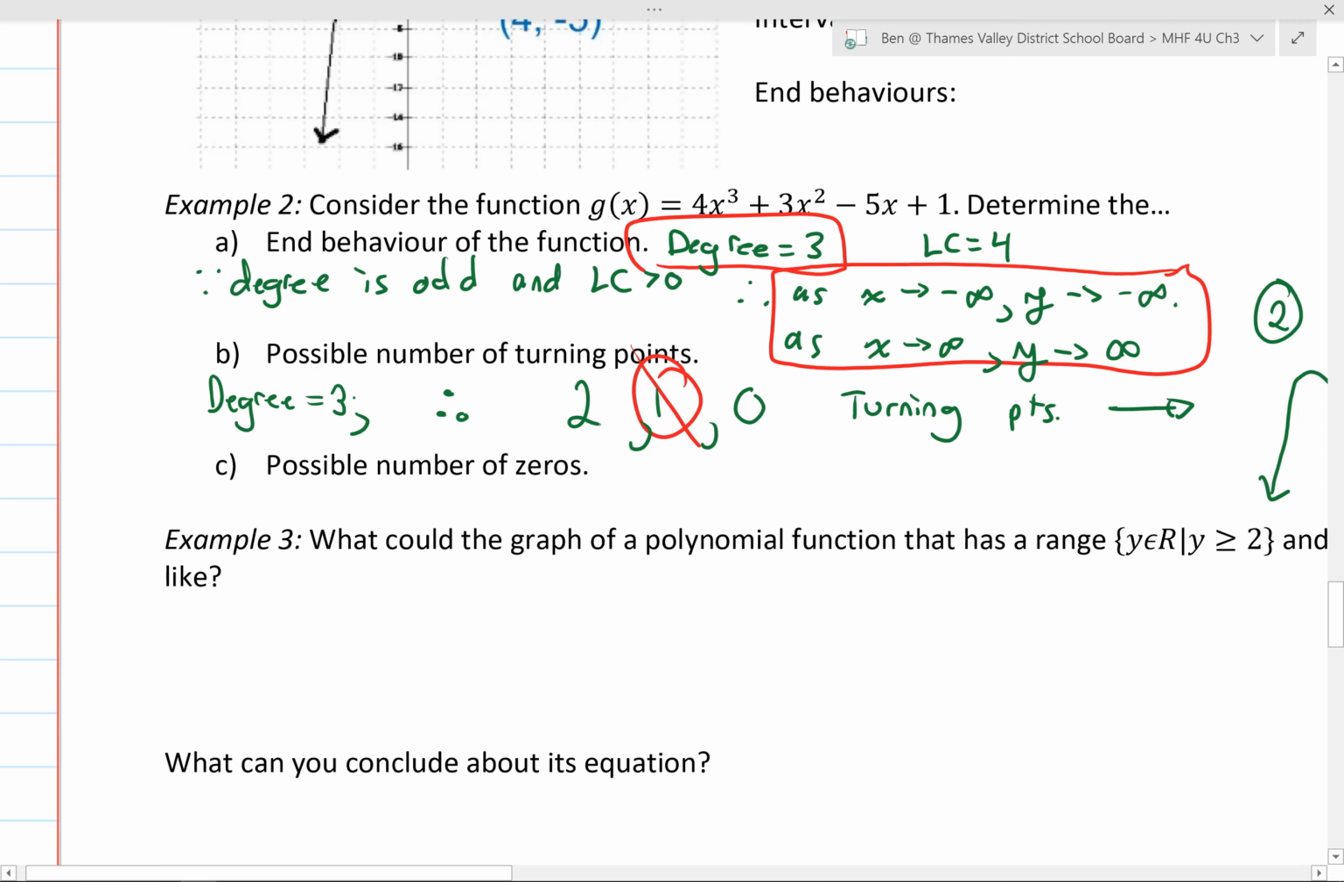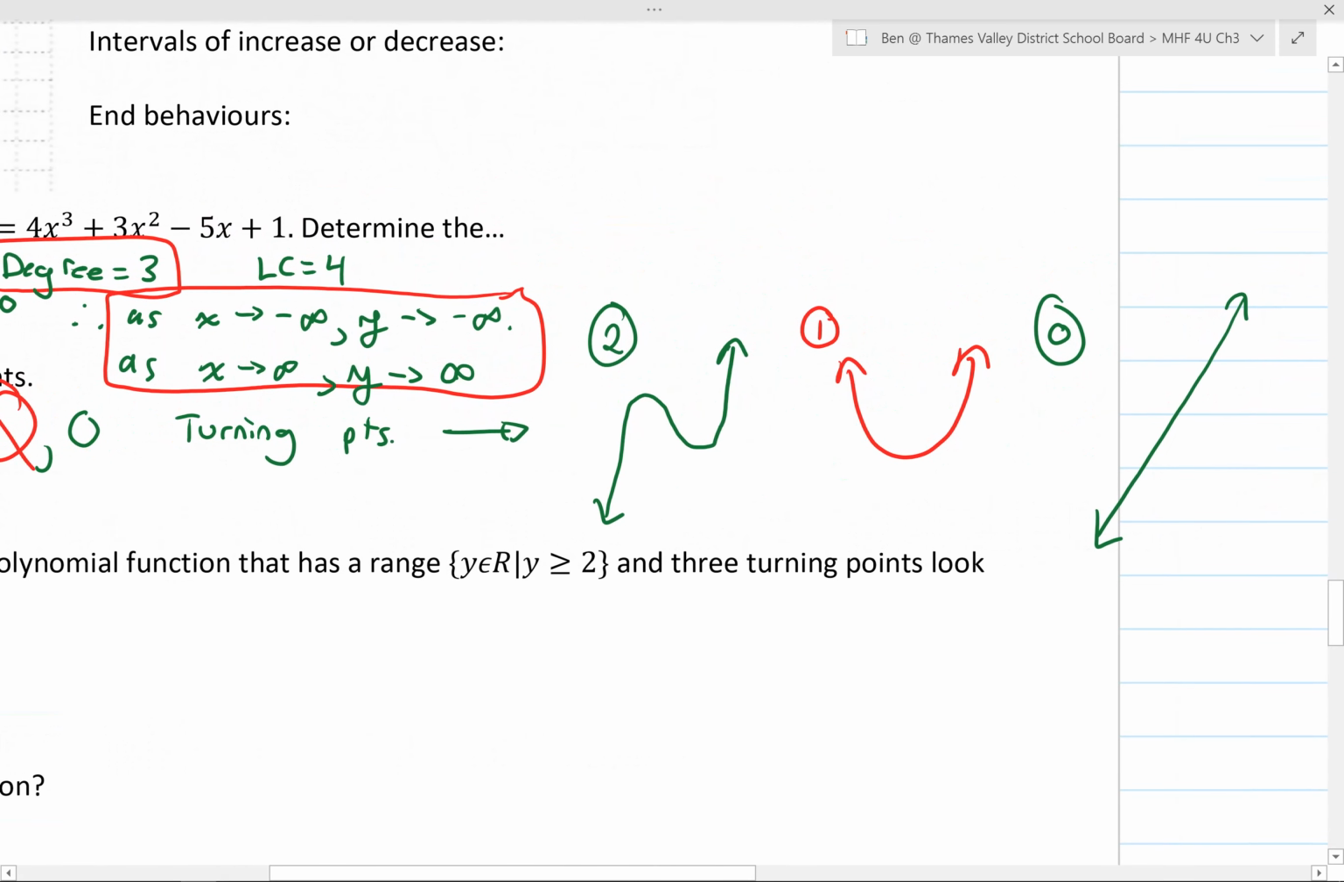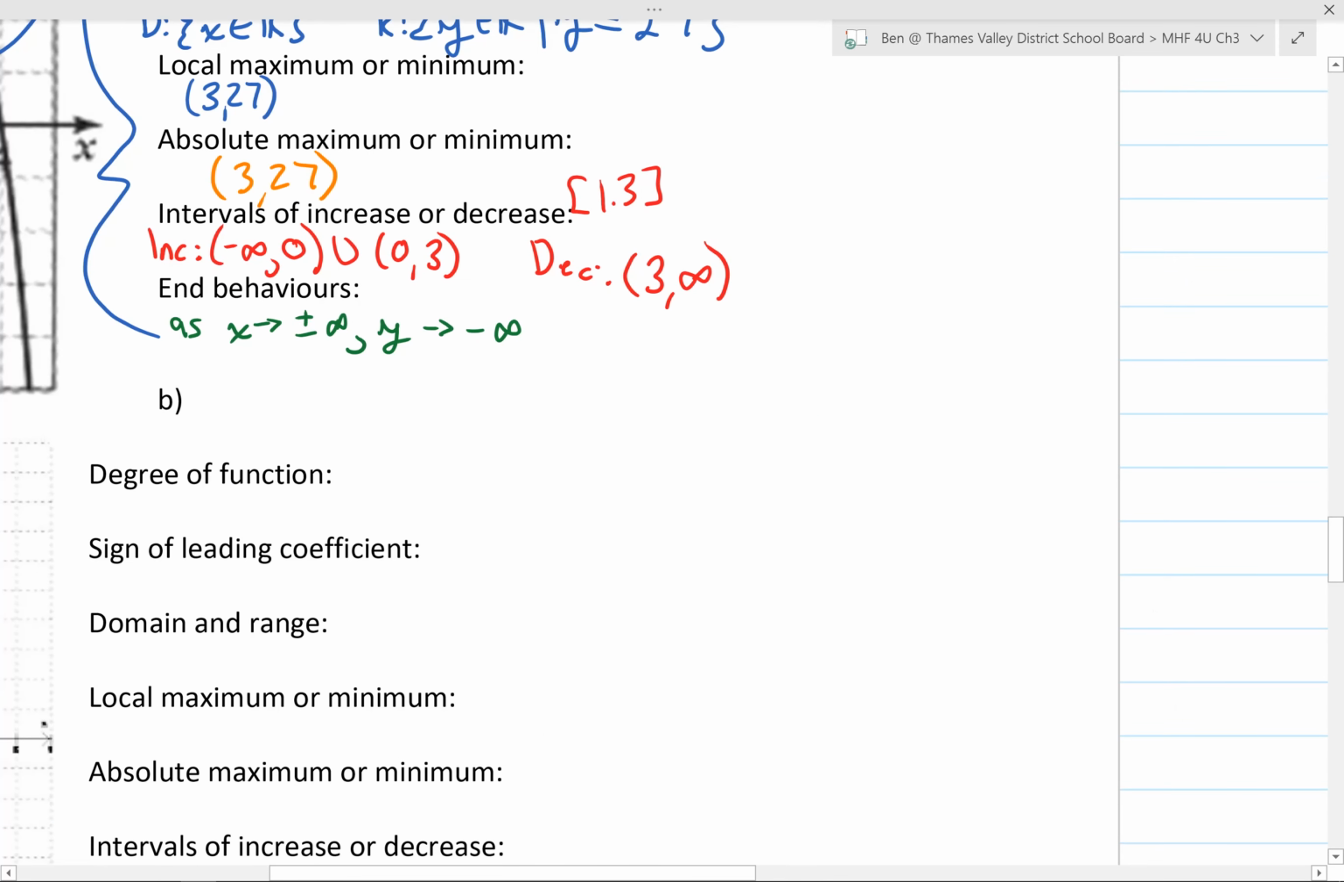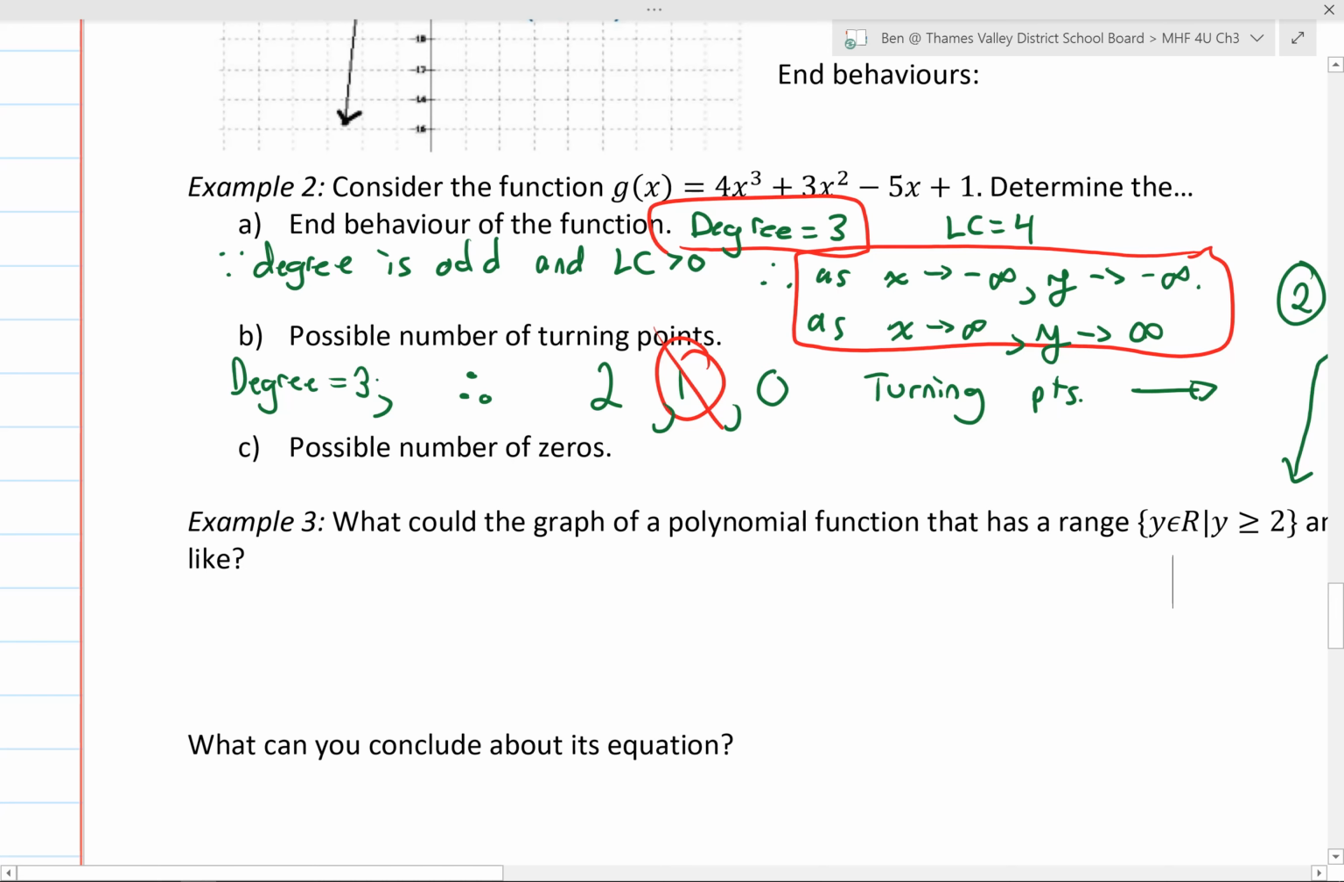Now the possible number of zeros, again, if it is an odd function, then it must have at least 1 zero because its end behaviors are in opposite directions, right? There we are, because its end behaviors are in opposite directions, so it must have at least 1 zero. The maximum number of zeros would be the degree of our function. So the possible number of zeros would be 3, 2, or 1, or 1 zero.